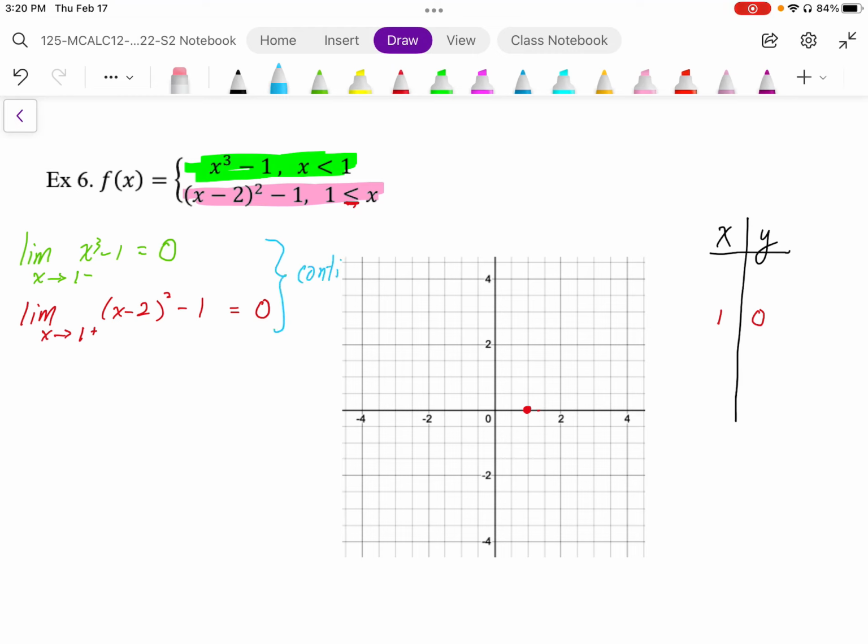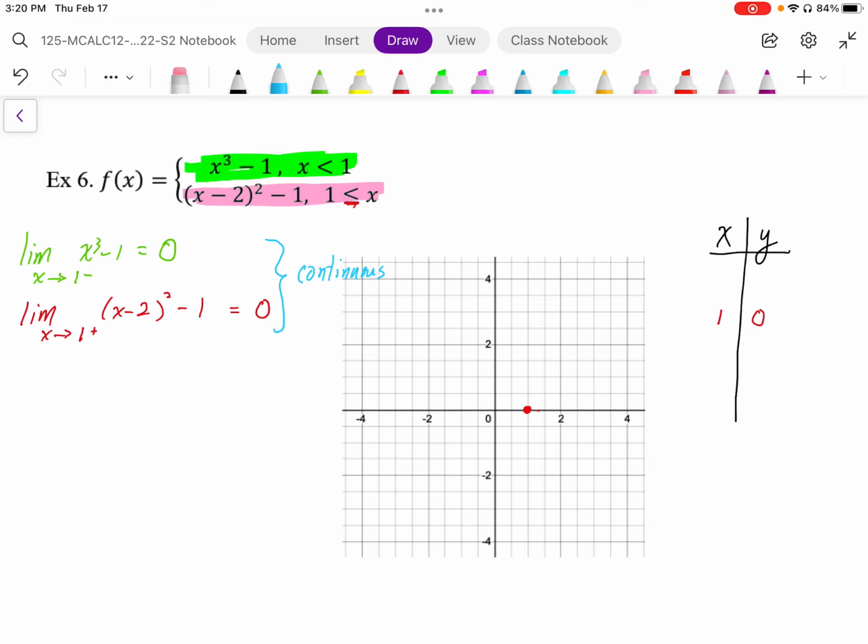Left and right side limits are the same, and the point is defined at the coordinate x equals 1, and it's the same as what we have in our limits. So we have passes continuity. We want to find the zeros of this, so let's find some zeros here.